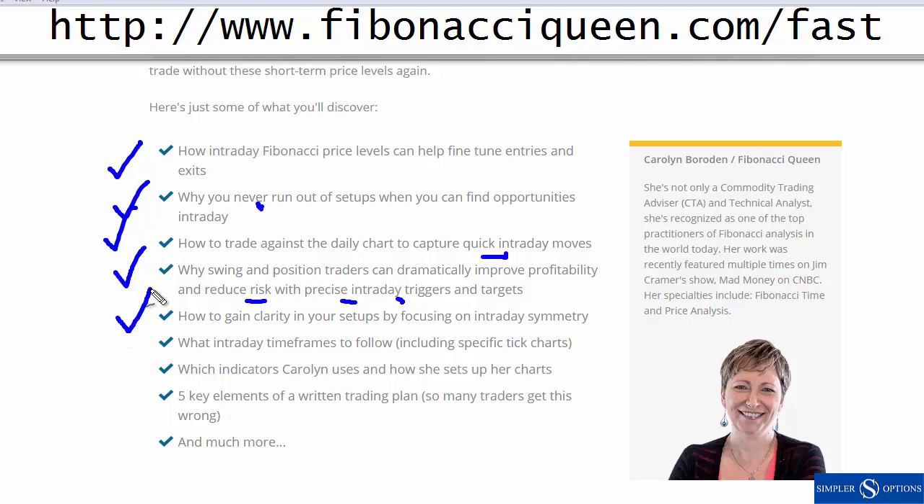How to gain clarity in your setups by focusing on intraday symmetry. What intraday timeframes to follow, including specific tick charts, which indicators Carolyn likes to use and how she sets up her charts. Five key elements of a written trading plan, which a lot of traders get wrong, and a whole lot more.